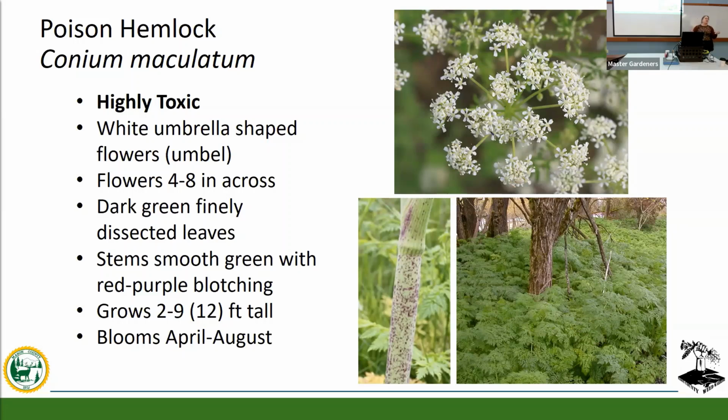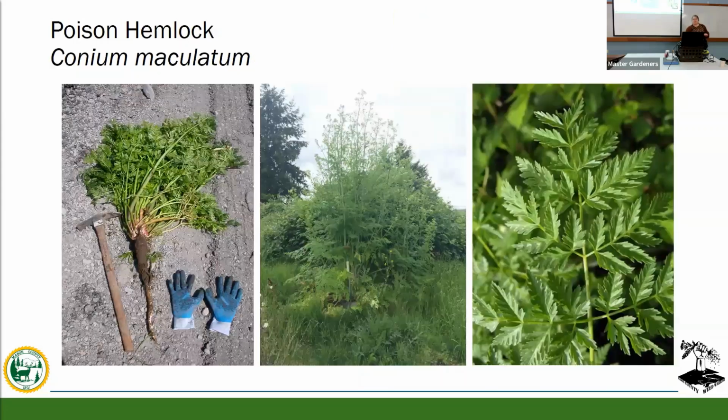It will bolt during the second year and produce a very tall stem that can grow up to 9 feet tall, sometimes 12 feet tall, depending on the site. The stem is smooth, so it lacks hairs, and it's covered in a purple blotching. The flower is the white umbrella-shaped flower that you typically see on the carrot family, and it blooms from April to August.